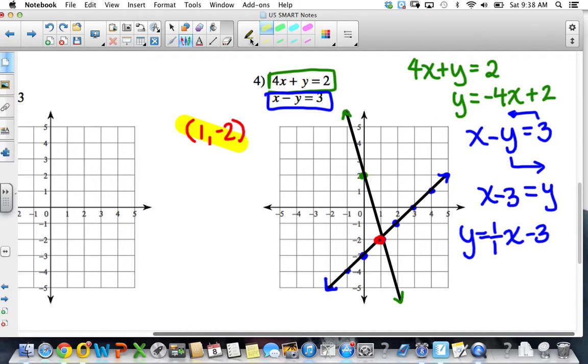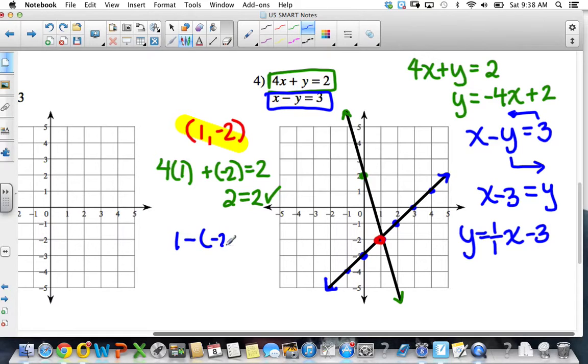To show that it satisfies both, we could do a quick check. So if I put it in the green equation, the left-hand side should equal the right-hand side. And sure enough, 4 plus negative 2 is 2. See how it satisfies that equation? I'm going to put it in the blue equation now. 1 minus negative 2 is 3, equals 3. Check. So this point is the solution to the system of equations. I've showed that it satisfies both as well. Okay, hope that helps.